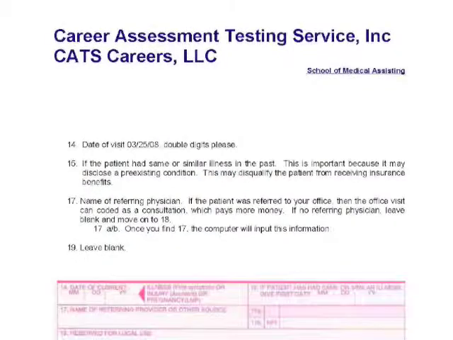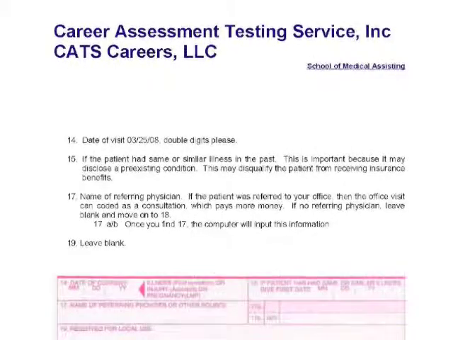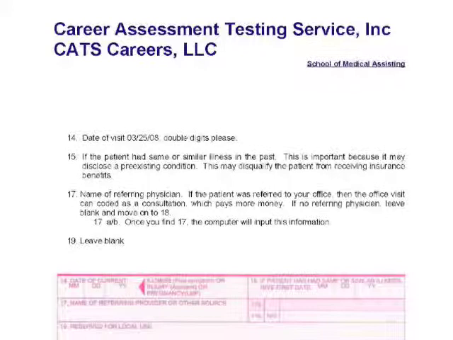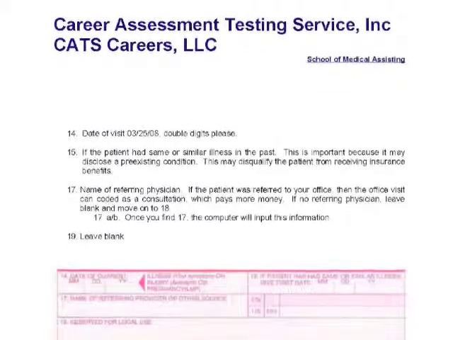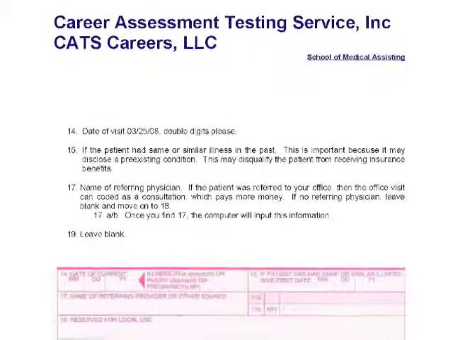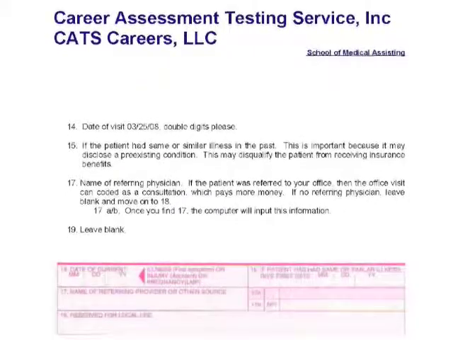Let's start with number 14. Day of the visit, we're going to use 3/25/08. You want to make sure you use double digits. If the patient had same or similar illness in the past, this is important because it may disclose a pre-existing condition. This may disqualify the patient from receiving insurance benefits. Everybody's heard of a pre-existing condition before.